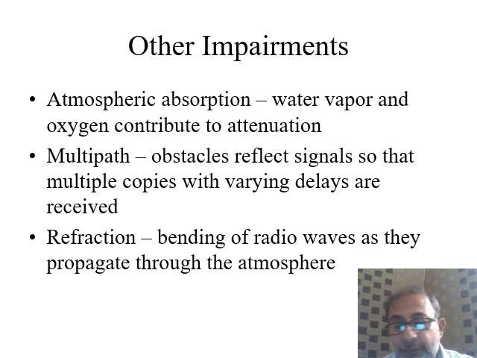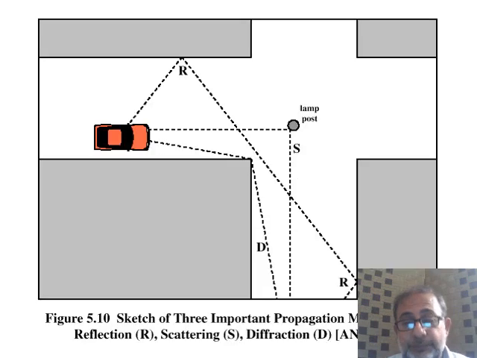Another important factor of impairment in wireless communication is the refraction, or the bending of radio waves as they propagate through the atmosphere. Because the atmosphere is denser in the lower heights, and it keeps on thinning as we move upward.